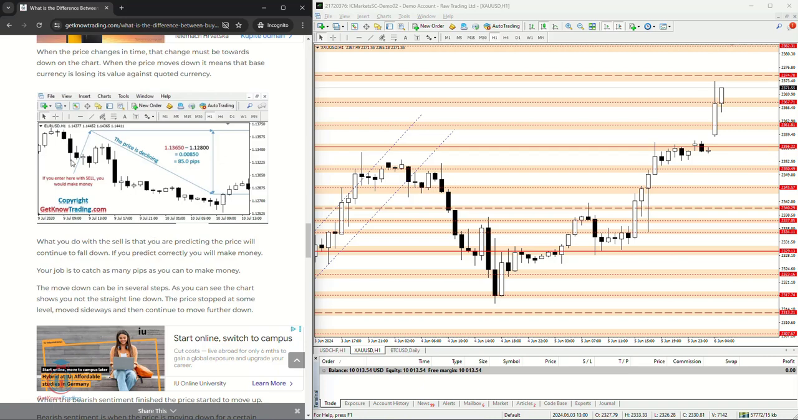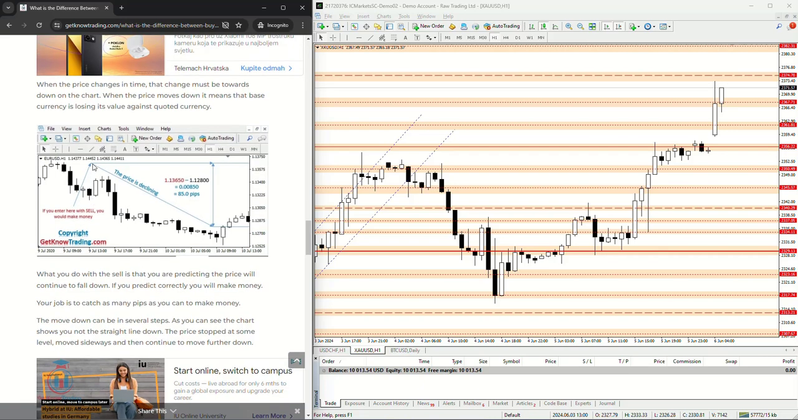So for example, in this image, you can see much more details, where if you enter here with the sell order, you would make money. That is because the market price is 1.13650, around this one here, and the price is declining and goes right here to the market price, which would be 1.12800. So the price has gone down, which means the price was moving and declining in value. If you open a sell order, where you're predicting that the price will move down, you make money.